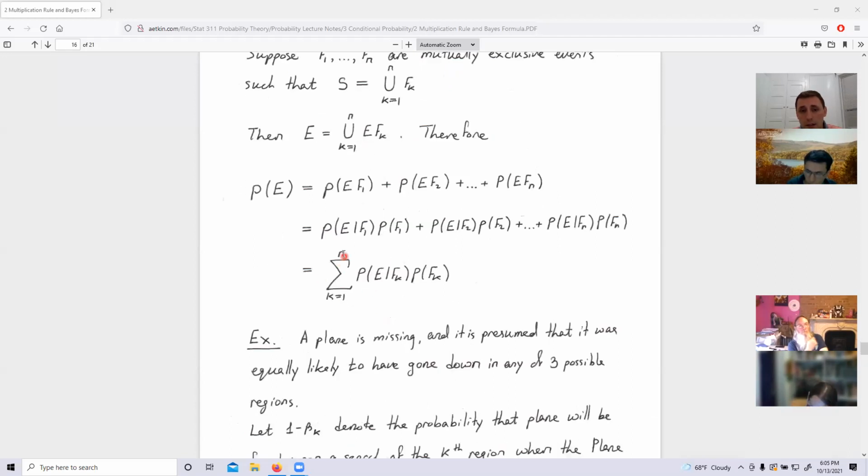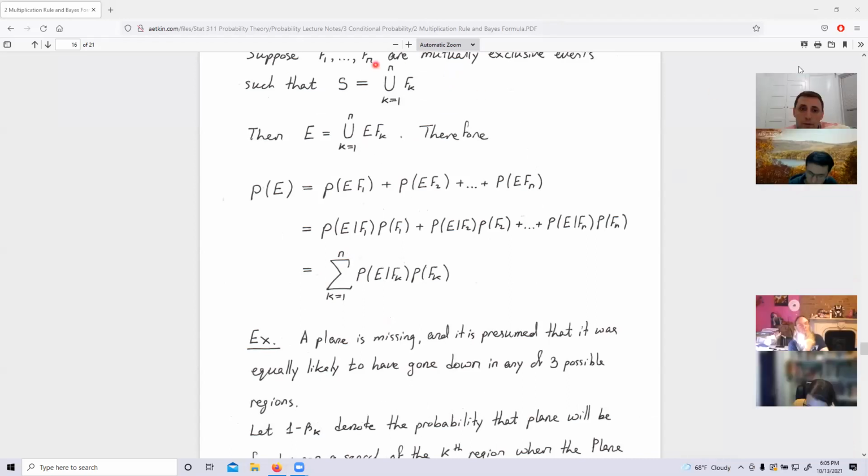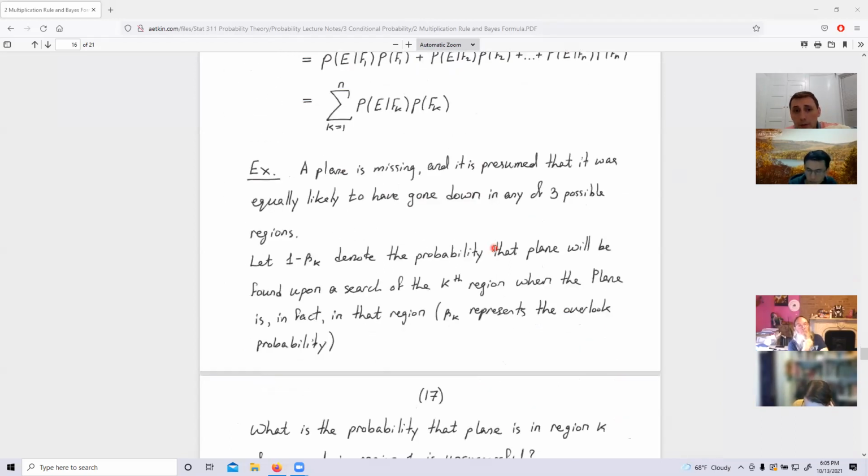And this can go up to n, or the events could even go to infinity. You know, maybe I have F1, F2, F3 to infinity. Maybe the slices get very thin, and many of them, it doesn't matter, right? The point is that I can just use this type of conditioning. And here is one example of how that might be used.